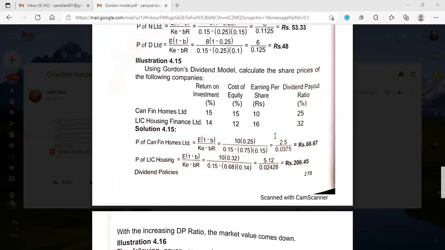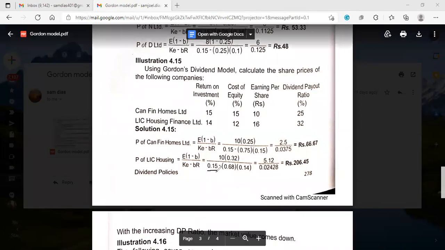Again here there is a print mistake. Kindly incorporate, instead of 0.15 you have to write 0.12, because the cost of equity they have given here is 12%. Then the dividend payout ratio is given as 32%. That means the rest would be the dividend retention ratio, that is 0.68. And R stands for return on investment, they have given 14%, that means 0.14.